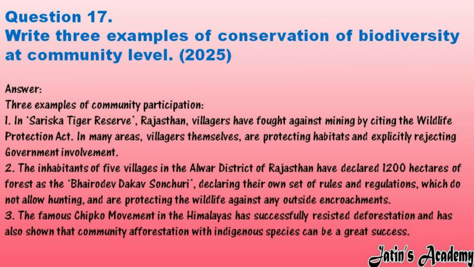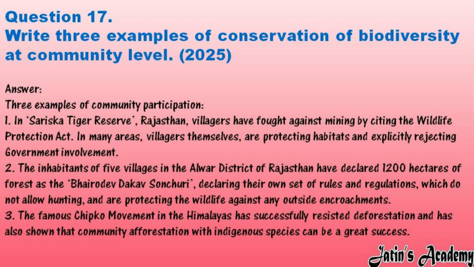Question 17. Write 3 examples of conservation of biodiversity at community level. Answer. 3 examples of community participation. 1. In Sariska Tiger Reserve, Rajasthan, villagers have fought against mining by citing the Wildlife Protection Act. In many areas, villagers themselves are protecting habitats and explicitly rejecting government involvement.